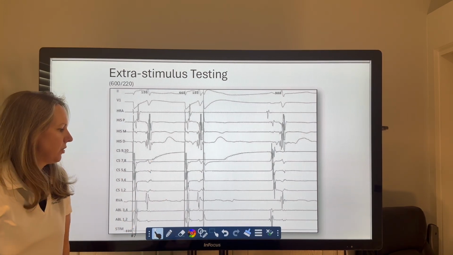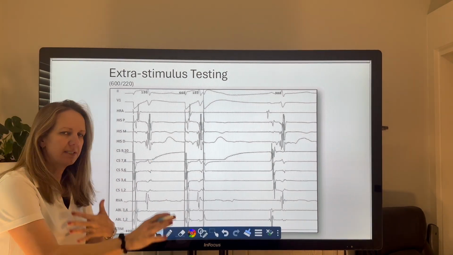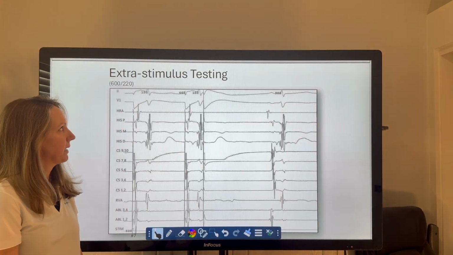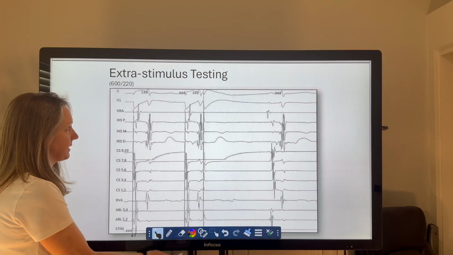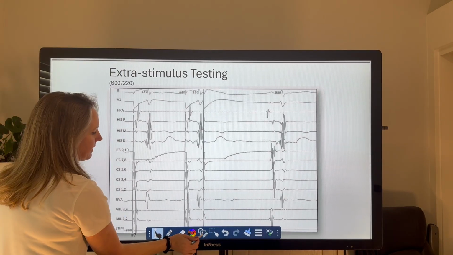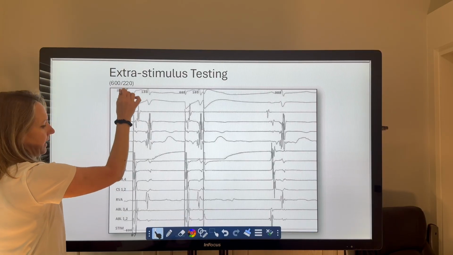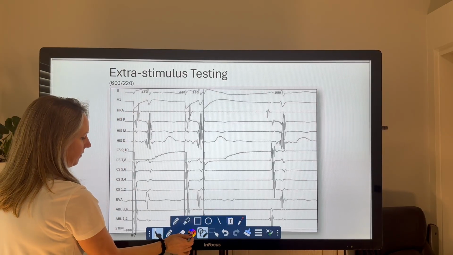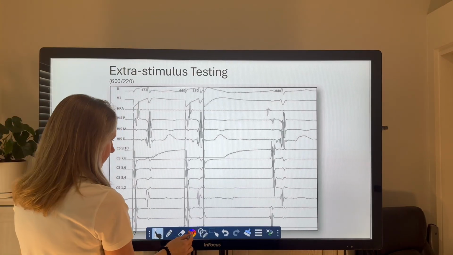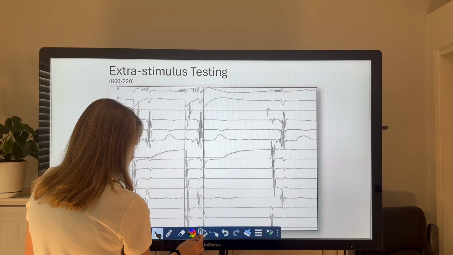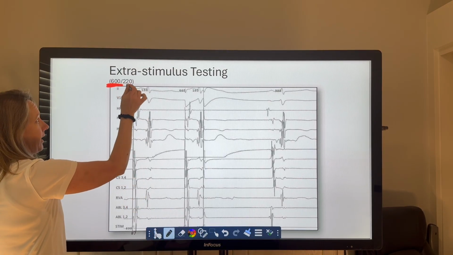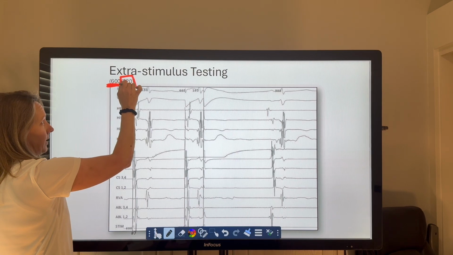So going into the study now, we're skipping some of those steps, and I'm just going to move to kind of the exciting things that happened. We are doing extrastimulus testing. So we have our drivetrain of 8 beats at 600 milliseconds. And our extrastimulus, oh, come on there. There we go. Drivetrain at 600 and our extrastimulus at 200.